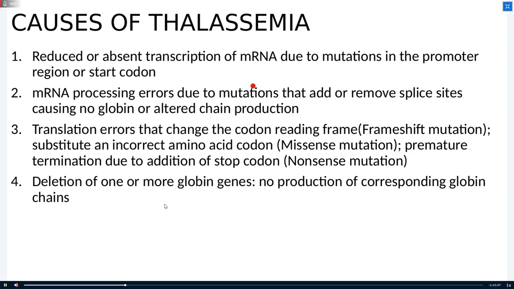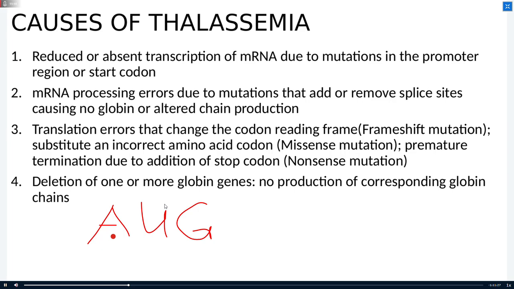So one of those would be your reduced or absent transcription of messenger RNA due to the mutations in the promoter region or start codon. Class, naalala niyo yung start codon niyo? You remember the amino acid that is always your start codon? Walang kamatayang ano. You remember? Si methionine. Very good. Favorite mo ata to, Rainy, no? So, si AUG. Now, here's the problem here, class.